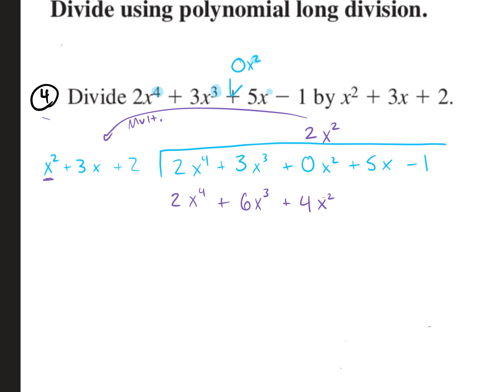What's next? Change the sign, change the sign, change the sign, and combine. So what happens to my 2x to the 4th powers? Cancel. What's 3x cubed minus 6x cubed? Negative 3x cubed. And what's 0x squared minus 4x squared? Negative 4x squared.